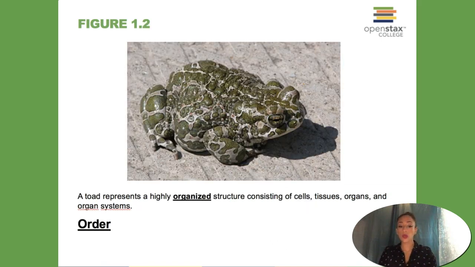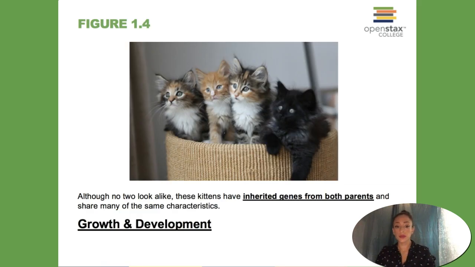This is a toad, which represents a highly organized organism. It has structure and consists of cells, tissues, organs, and organ systems, as I described earlier, which is an order that we have as well. Growth and development. As you guys can see here in these cute little kittens, they inherited genes from both parents and share many of the same characteristics as one another. Cute little kittens.